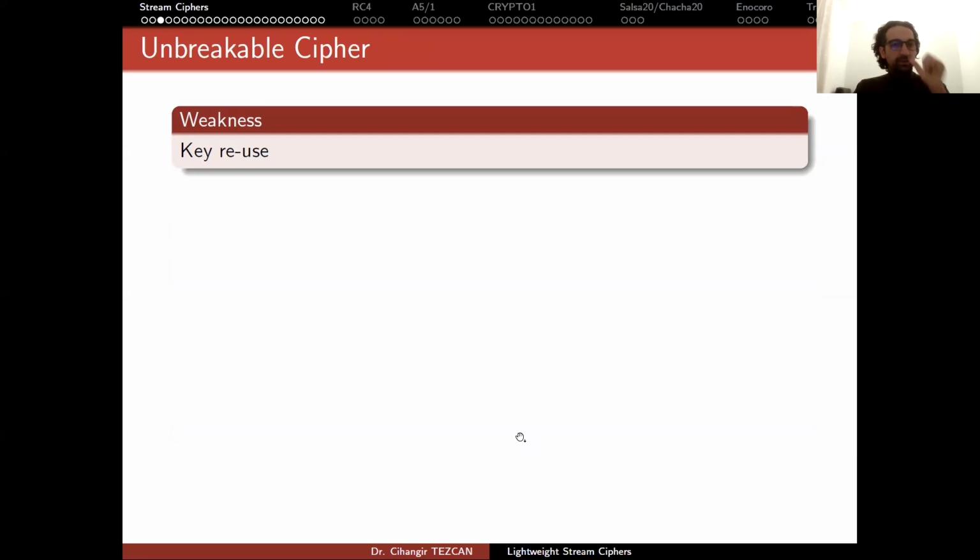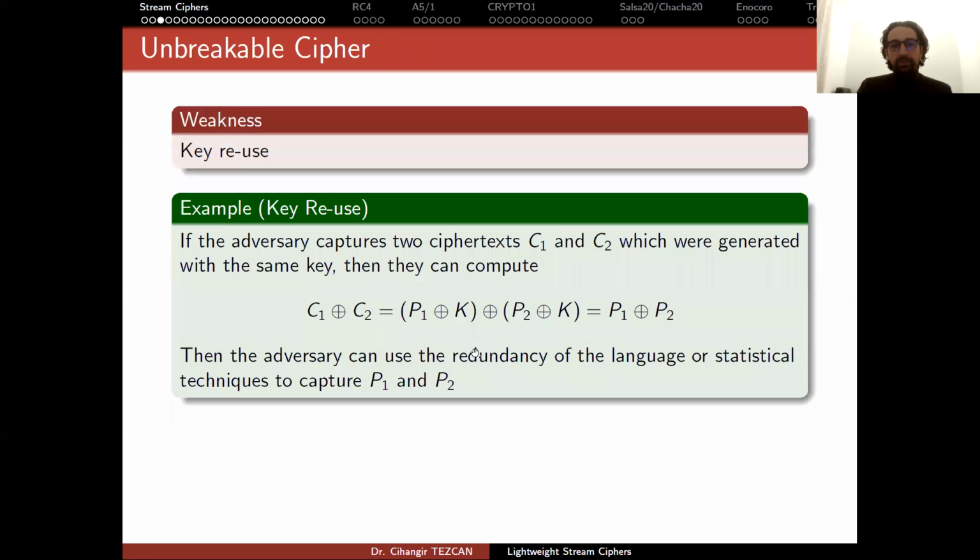So what is the weakness of the cipher? We already mentioned that the one-time pad should be used only once. If you reuse it, it causes a problem. Consider it like this. If the adversary captures two ciphertexts C1 and C2, which were generated with the same key, then they can compute this. They can XOR C1 and C2, which they captured, and they assume that these ciphertexts are obtained by a one-time pad which is used twice.